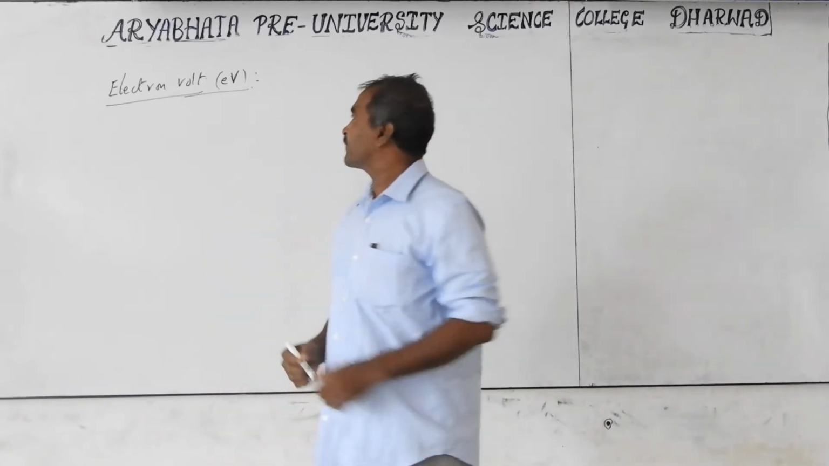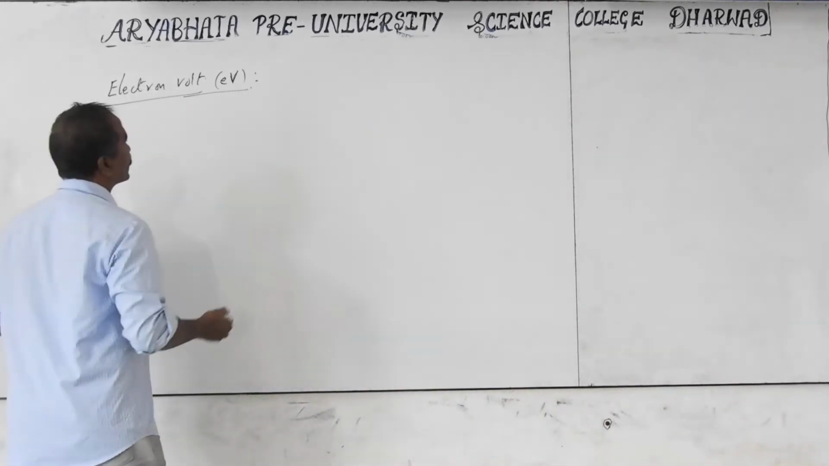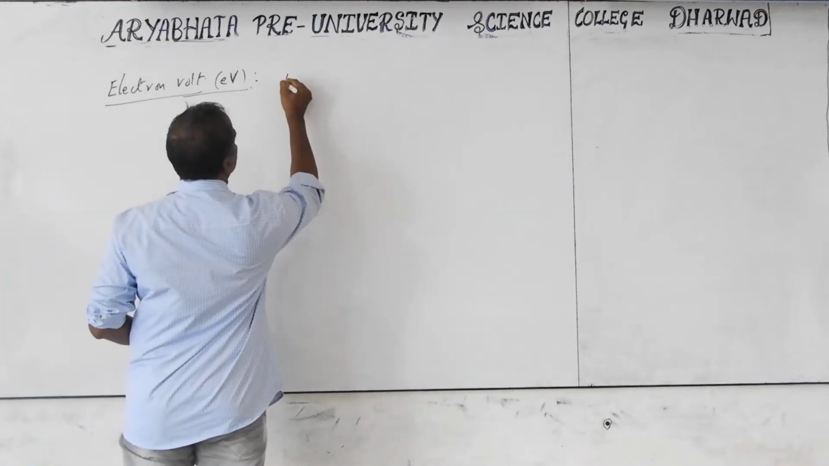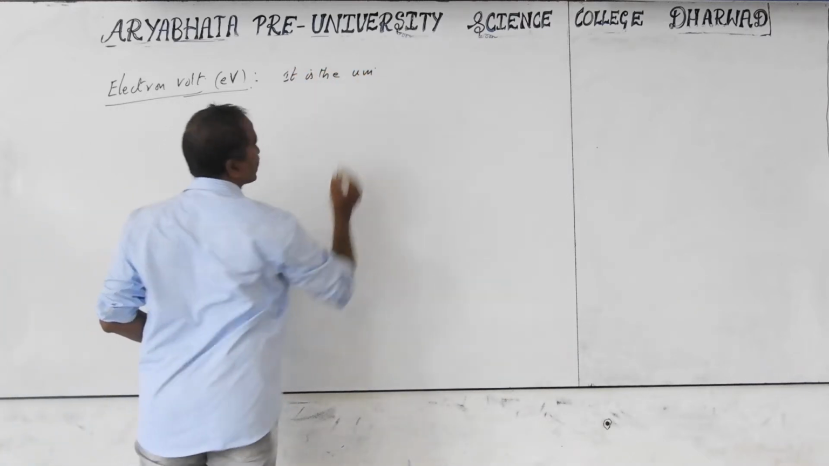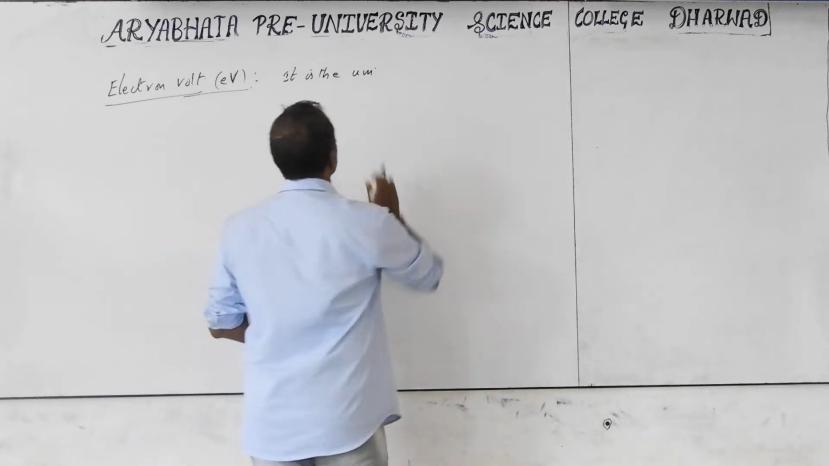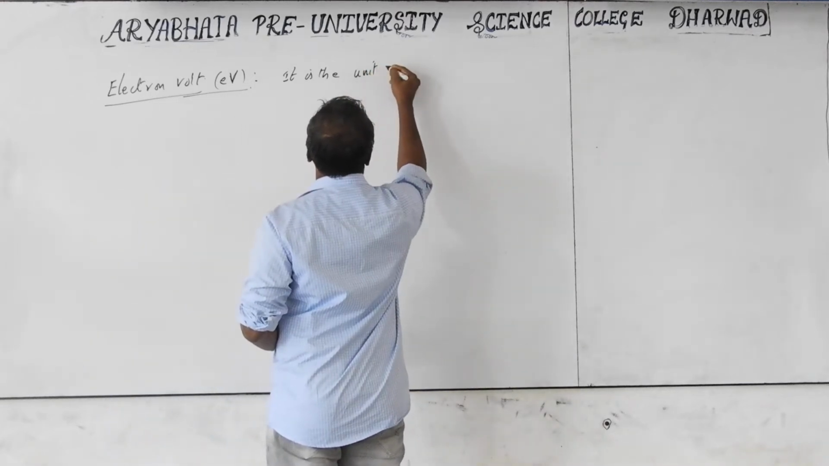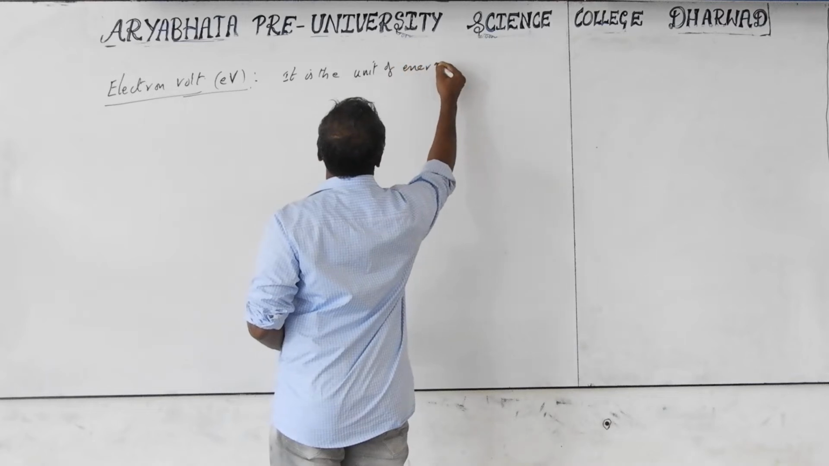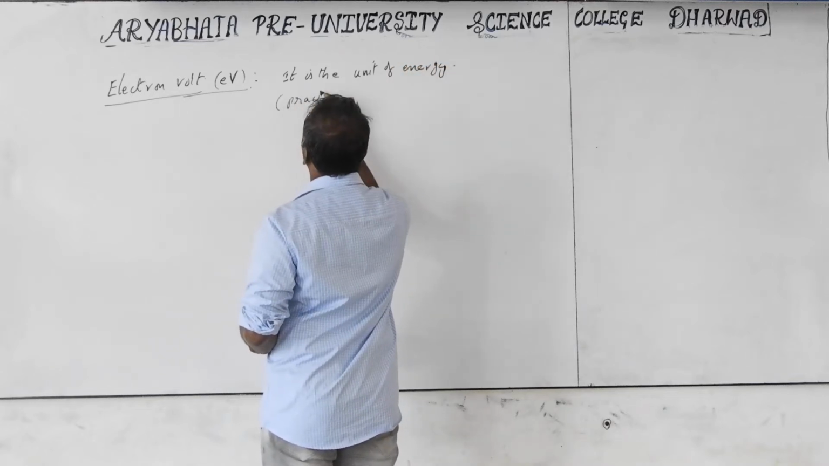Good morning, students. Next part of the topic, electron volts. It is a unit of energy, but it is not an SI unit. It is called a practical unit.